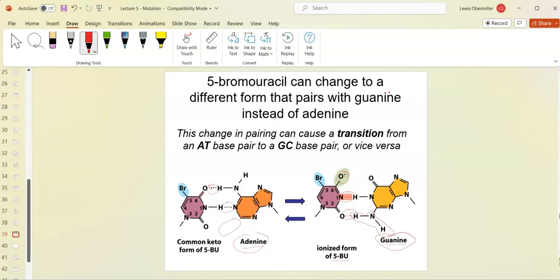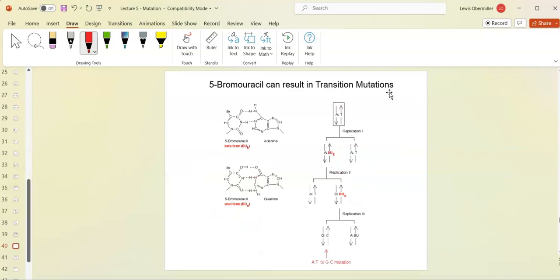So this would be synonymous to a T, and in this case, it would be synonymous to a C. So remember, these cause transitions, right? We would convert an AT base pair to a GC, and then remember these are the same, these are the same. So that's a transition, not a transversion. This is just an example of it.